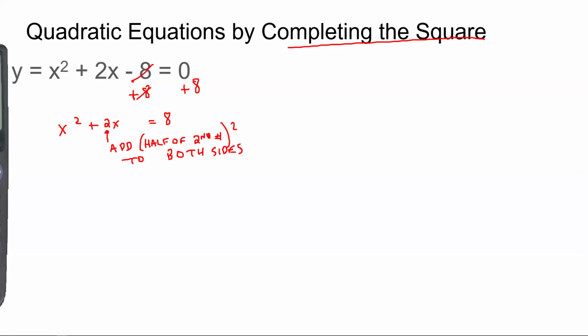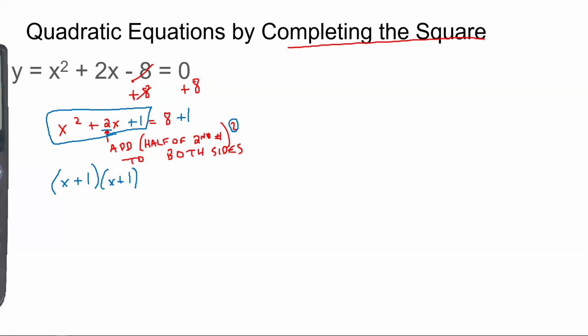Clearly, if the number right here is 2, I want to take half of that, which would be 1, and then I need to square it, and 1 squared would be 1. So I'm going to add 1 here, and I'm going to add 1 here. That's perfectly legitimate because I can add the same thing to both sides anytime I want. But the advantage of doing that is now this is a perfect square, and we'll factor like this, x plus 1, x plus 1, okay?